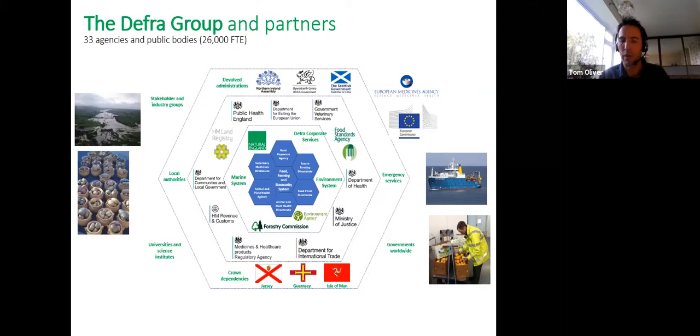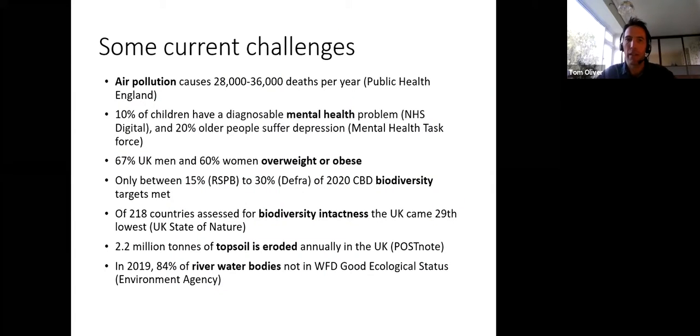government departments as well. But in addition to that, you know, let's not beat about the bush, there's a significant environment associated challenges that we face today. So, for example, air pollution causes around 30,000 deaths every year. 10% of children have a diagnosable mental health problem, yet only 1 in 4 of those actually receive some kind of treatment. Now, Defra at the moment are piloting a green social prescribing scheme.